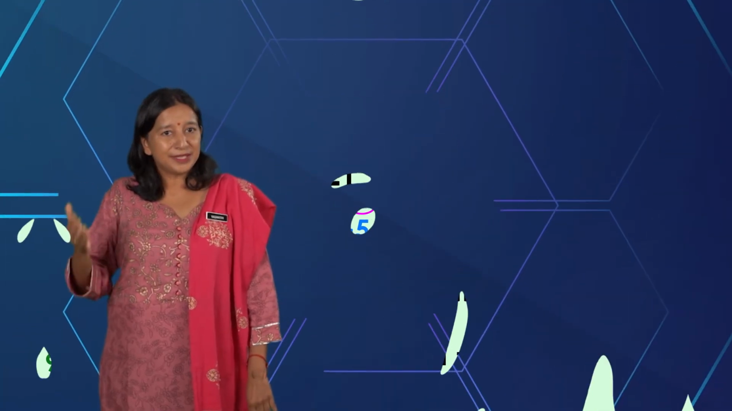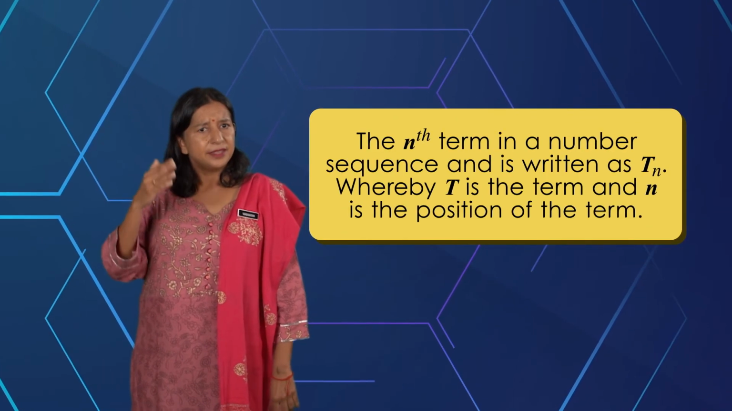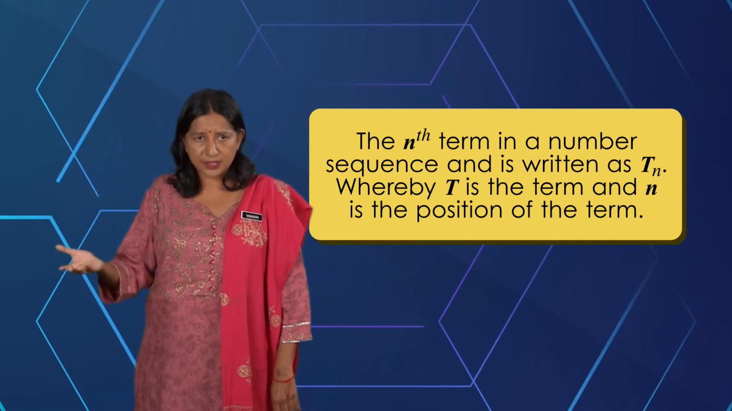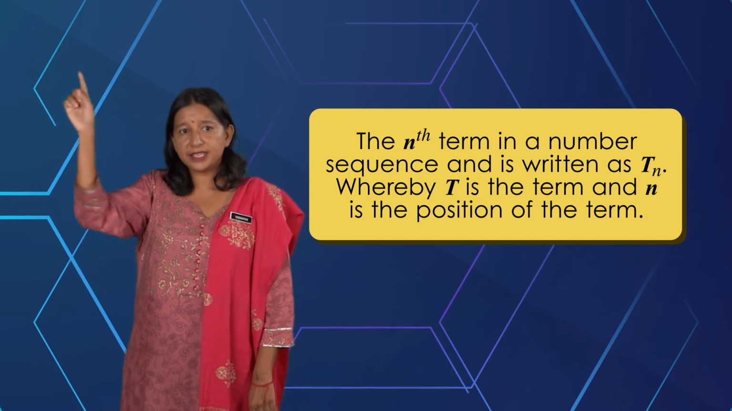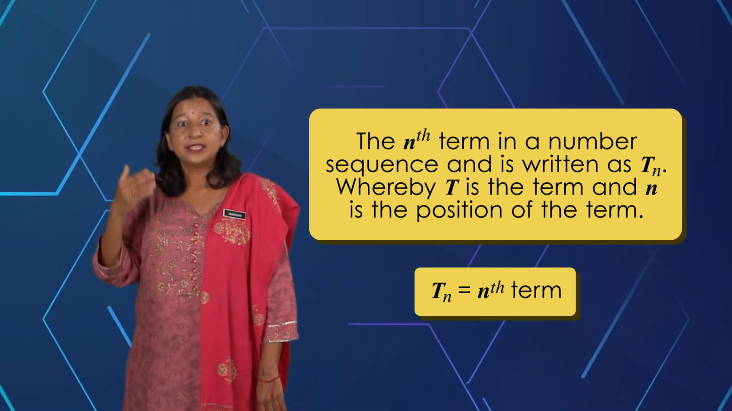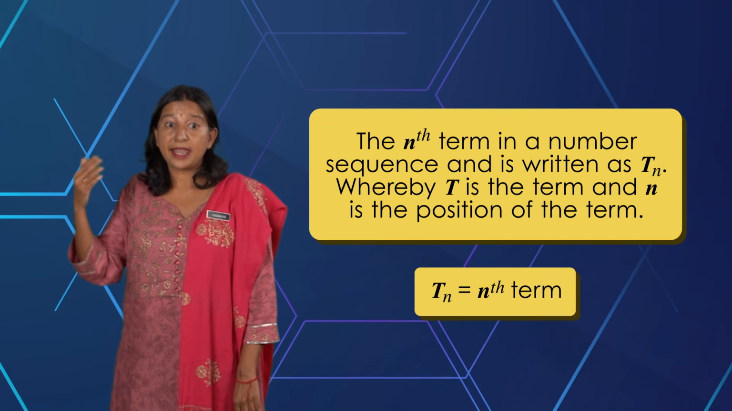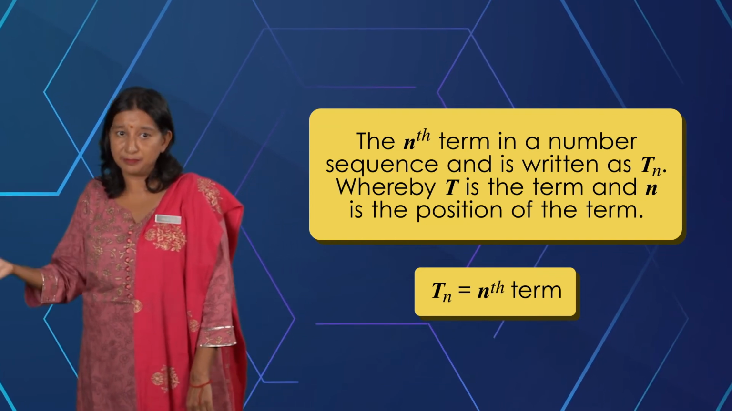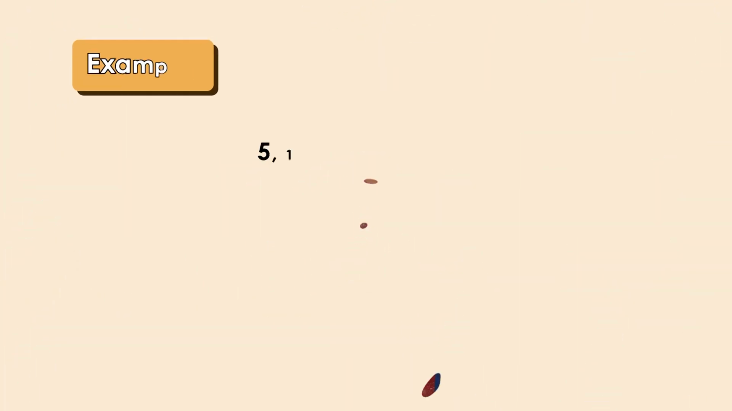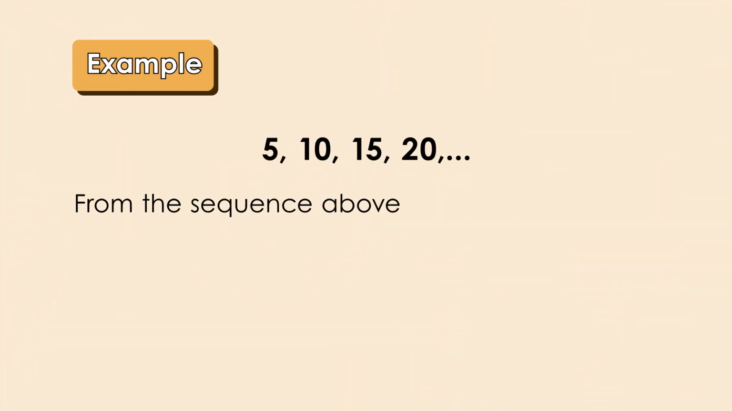Now, we are going to learn how to determine specific terms of a sequence. The nth term in a number sequence is written as Tn, whereby T is the term and n is the position of the term. For example, from the sequence above, the first term is 5. The second term is 10. The third term is 15.